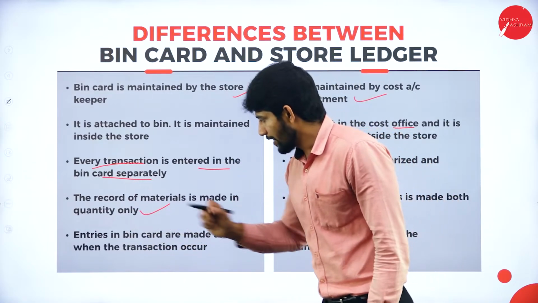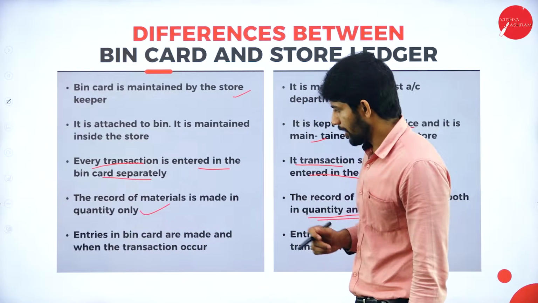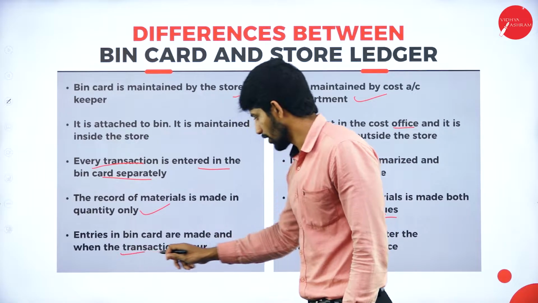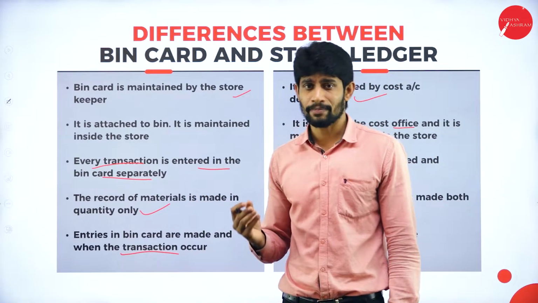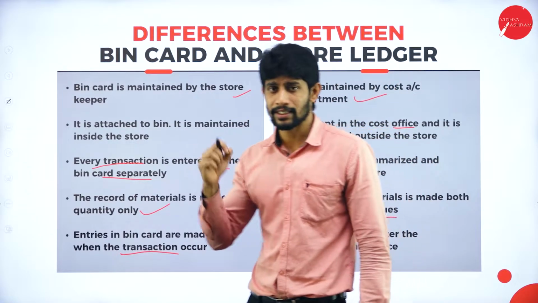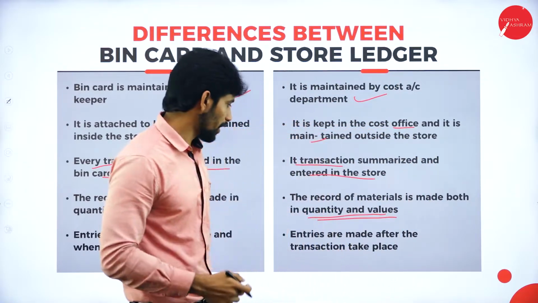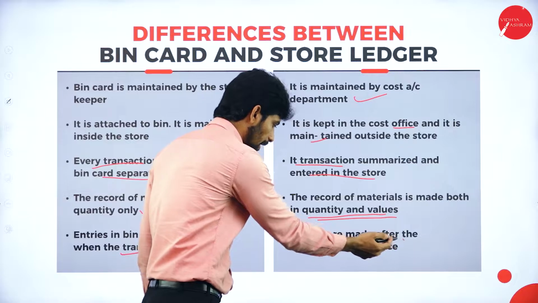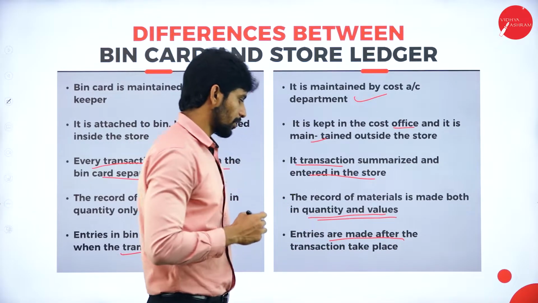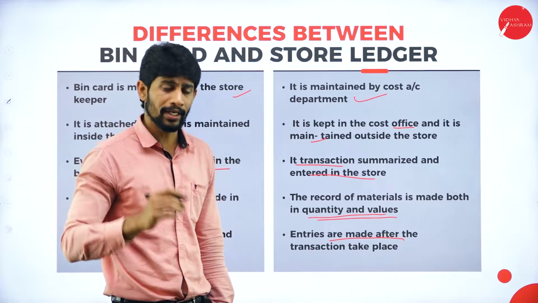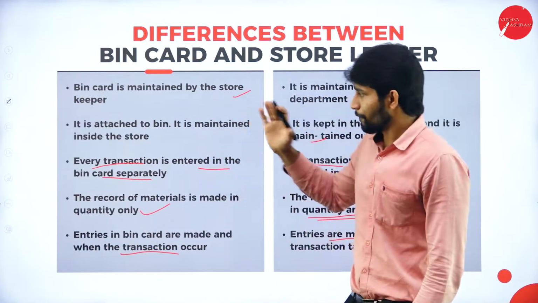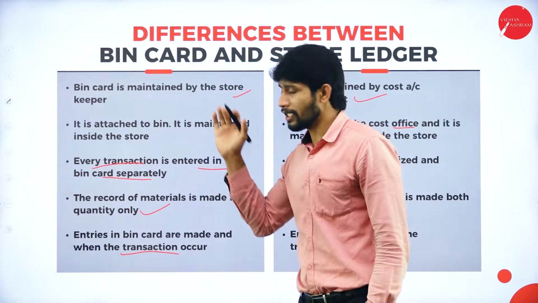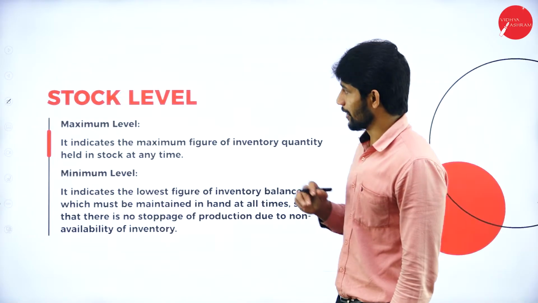Next, entries in the bin card are made when the transaction occurs. So whenever the transaction happens, the entry will be made in the bin card. But in the store ledger, entries are made after the transaction takes place. So these are all the differences between the bin card and the store ledger.